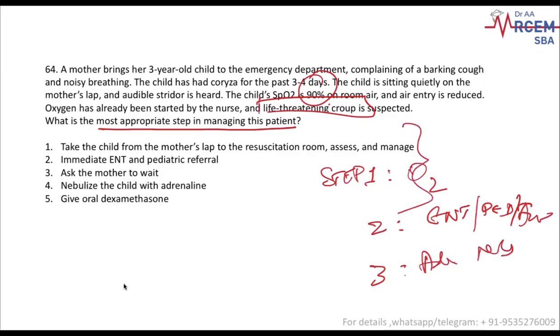So out of all this, follow each one. Take the child from the mother's lap to the registration room? Do not ever take the child from the mother's lap. Distress can result in a respiratory arrest. This is absolutely no, no. Immediate ENT and pediatric referral, yes. Ask mother to wait? No, this is life-threatening croup. You need to intervene immediately. Nebulize the kid with adrenaline? That is the third step, not the second step. Give oral dexamethasone, wait till the anesthetic team comes? Again, no, no. So the right answer is immediate ENT and pediatric referral.